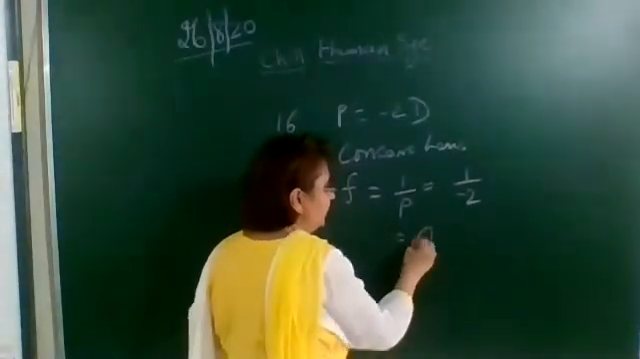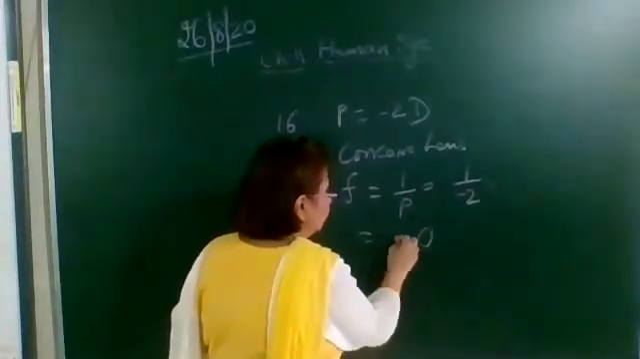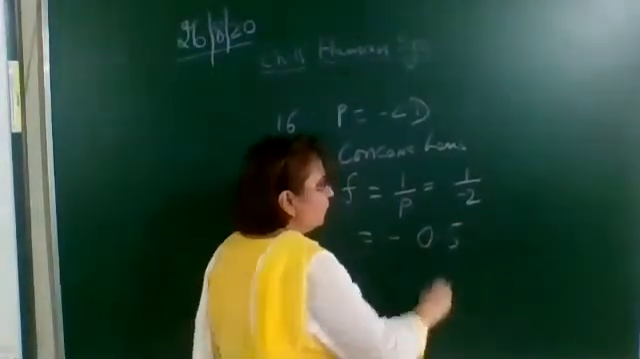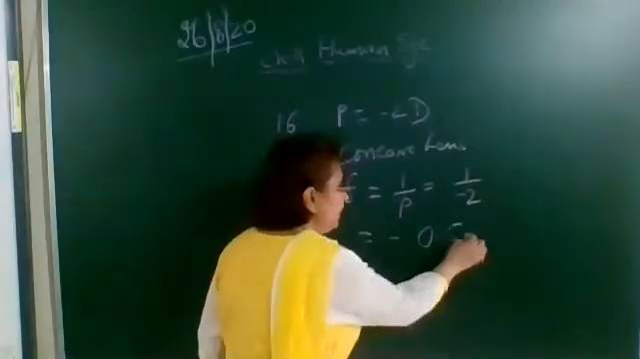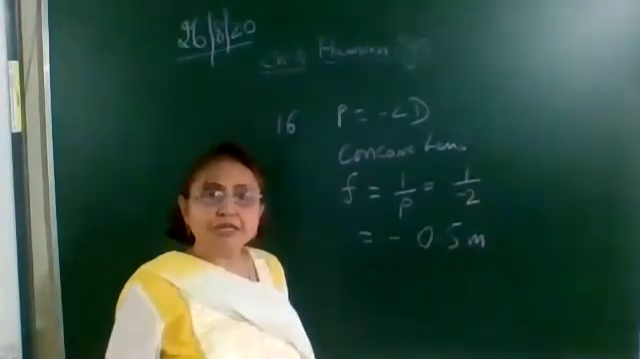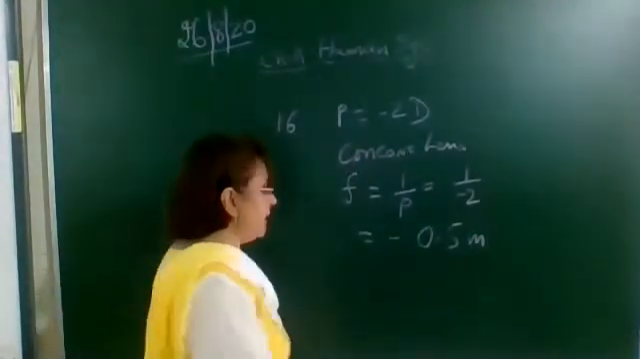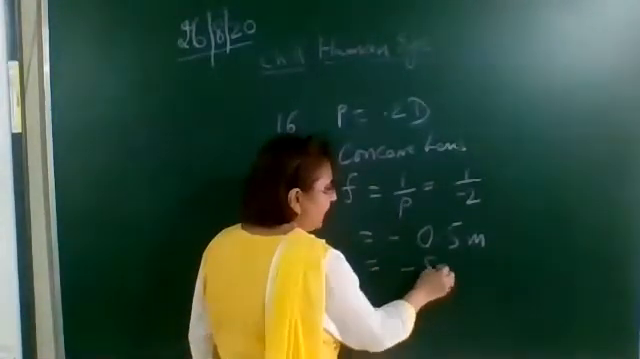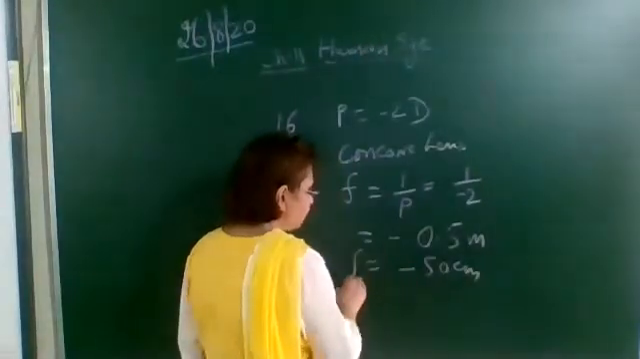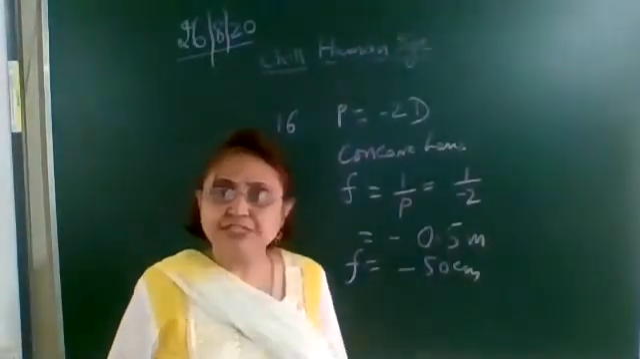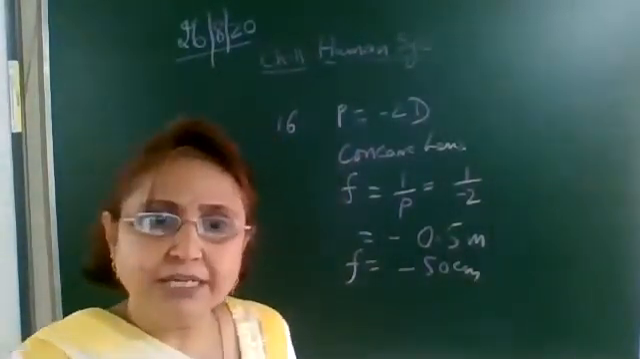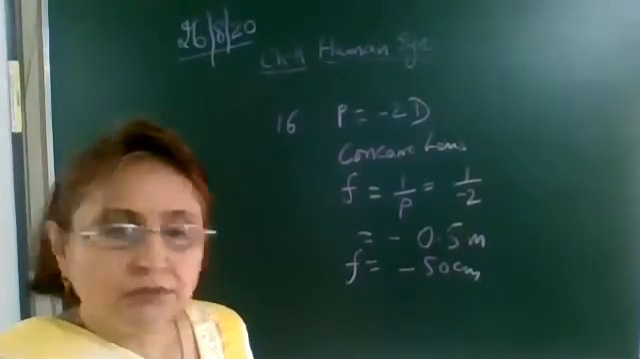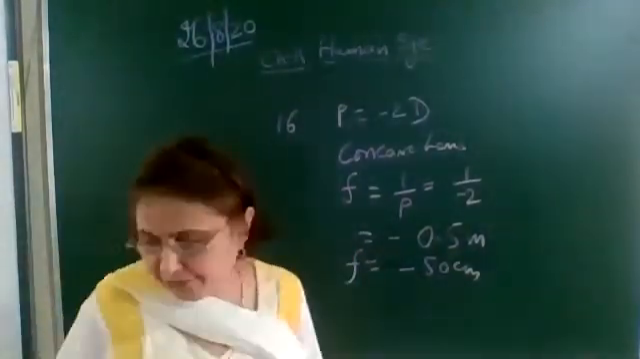So solving it, minus 0.5. This will be in meters. You can convert it in centimeters by multiplying it by 100. So it would be minus 50 centimeters. So the focal length is minus 50 centimeters, or you can write in meters also, minus 0.5 meters.